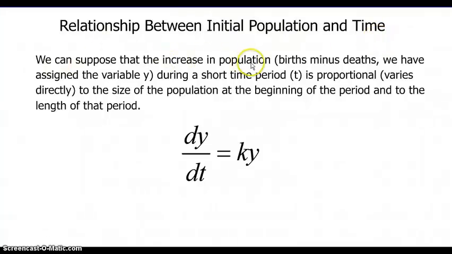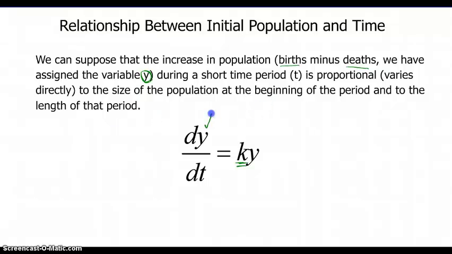We can suppose that the increase in population, that's births minus deaths, and we've assigned that y, this is the population, the current population, during a short time period, t, is proportional or varies directly, that's where this little k comes from. If something varies directly, then we have a constant of proportionality to the size of the population at the beginning of the period and to the length of that period.